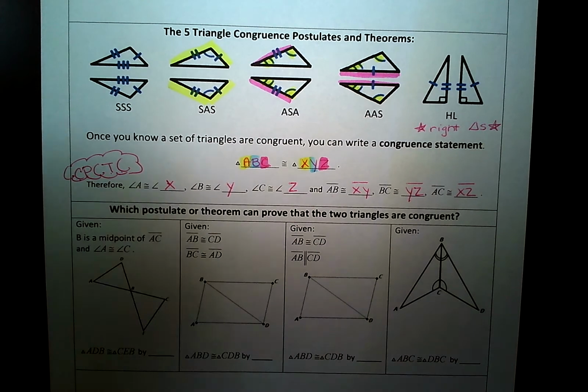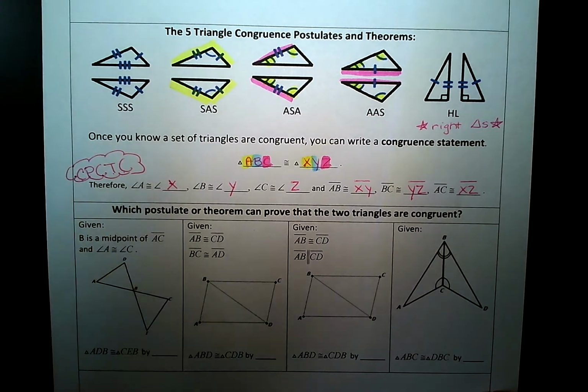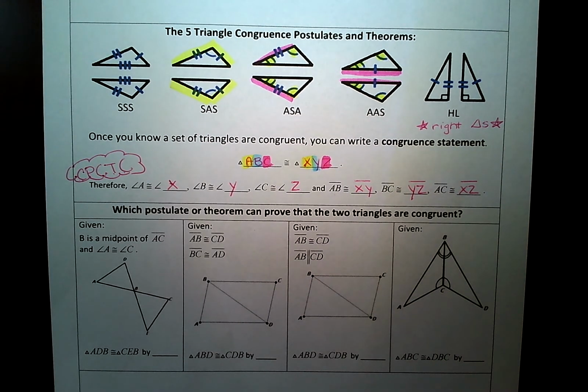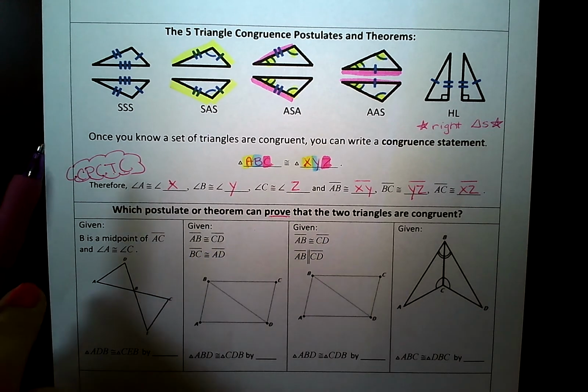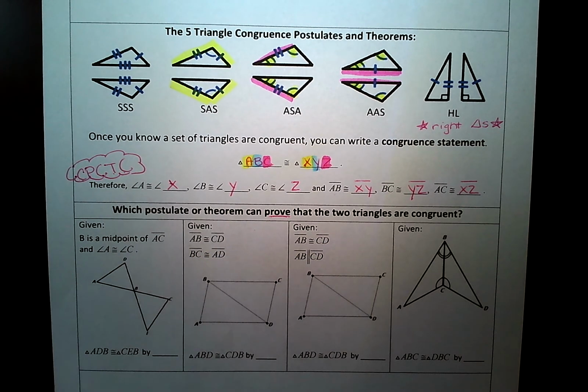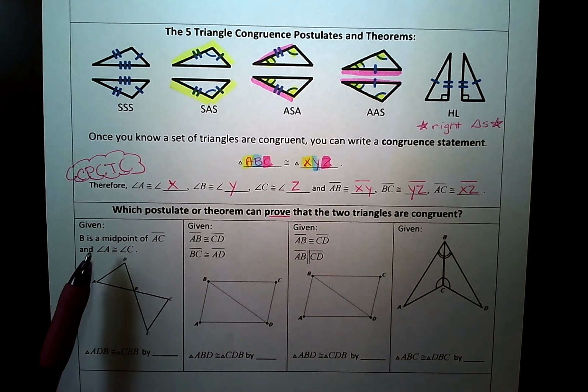Okay, let's see what might be asked of us here. I've got some examples here I've pulled off of previous SOLs. It says, which postulate or theorem can prove that the two triangles are congruent? So we are working on proving, but we're just using this algebraic method, this pattern recognition. So let's check out the first one.